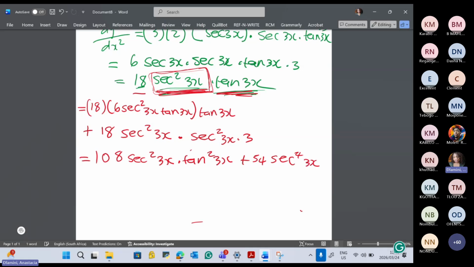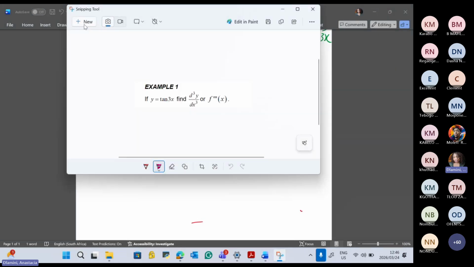So that is when we didn't apply the identity here. Are we all okay with that one? So now when we apply the identity, it might look different. Let's see when we apply the identity from this step here.